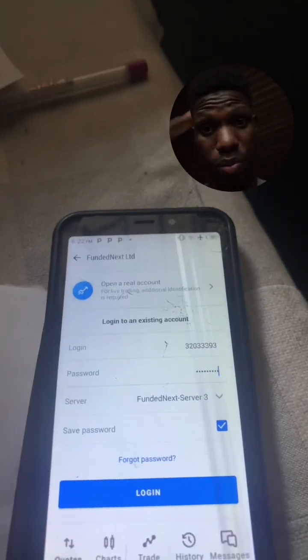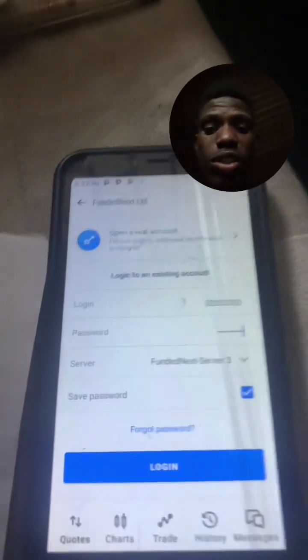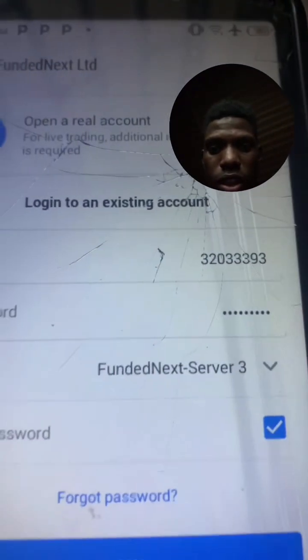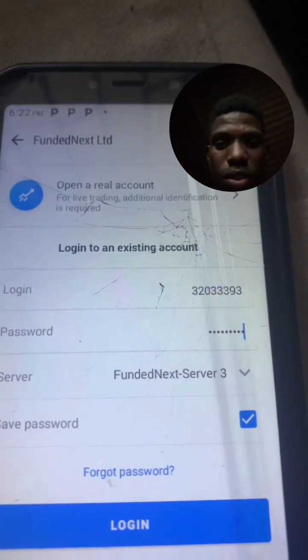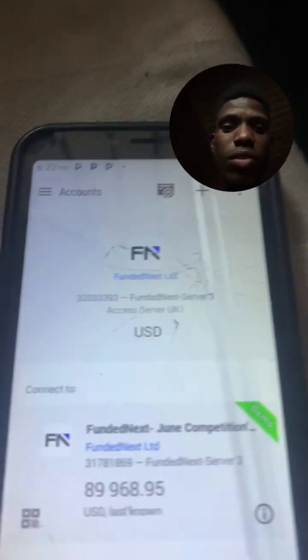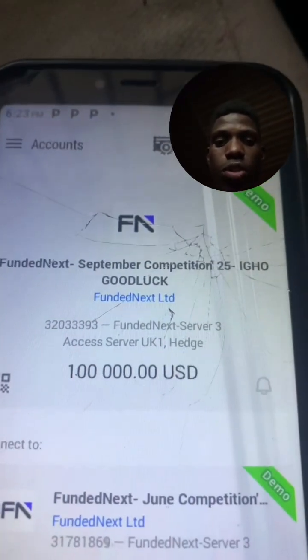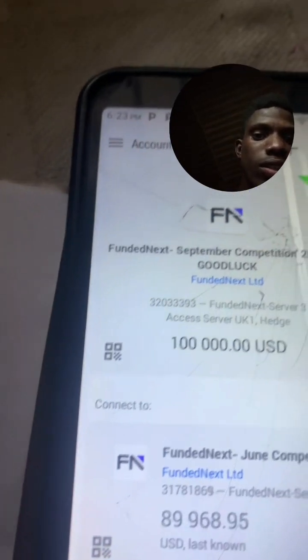Okay, guys. So let's log into this account now. As you can see, I'm all set up. You can see funded next server 3. So let's go, guys. Yeah, guys, this is the account. As you can see, Semtables competition 2025 Eagle. Yeah, this is my account, guys. Let's get into the account.